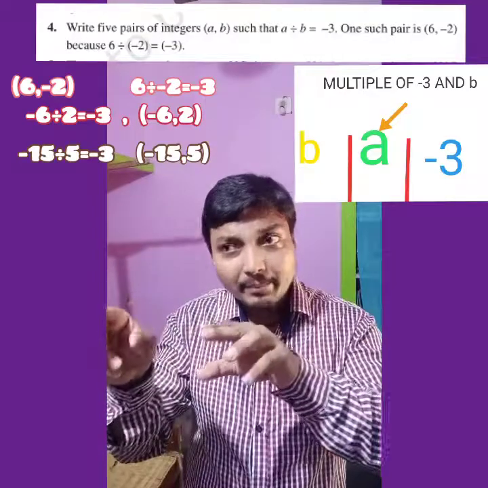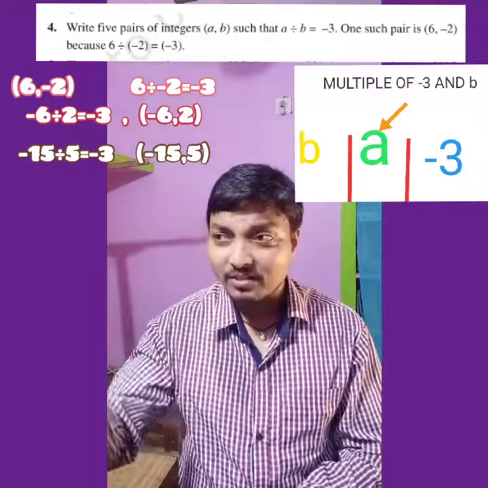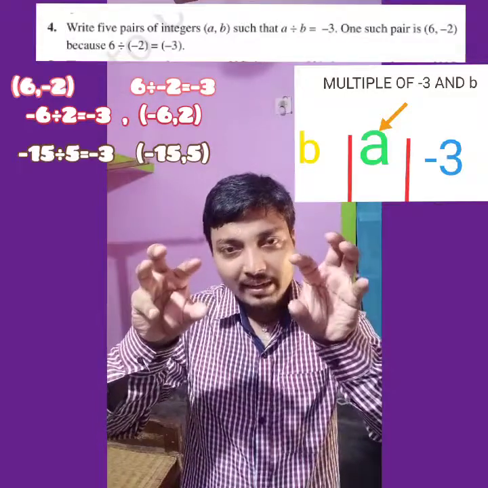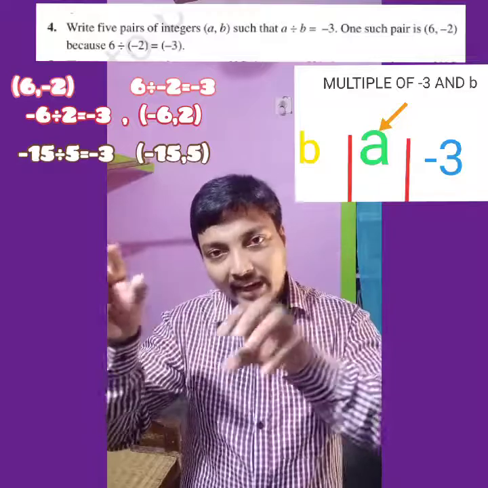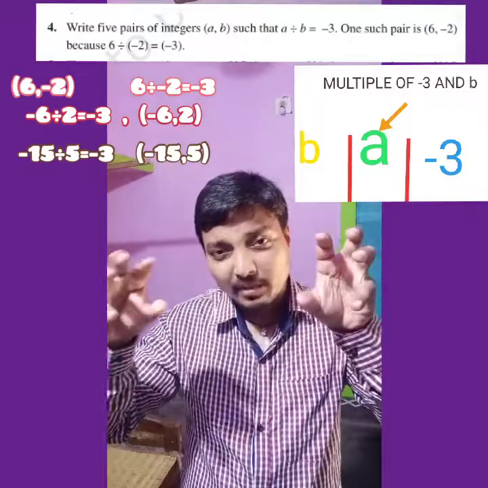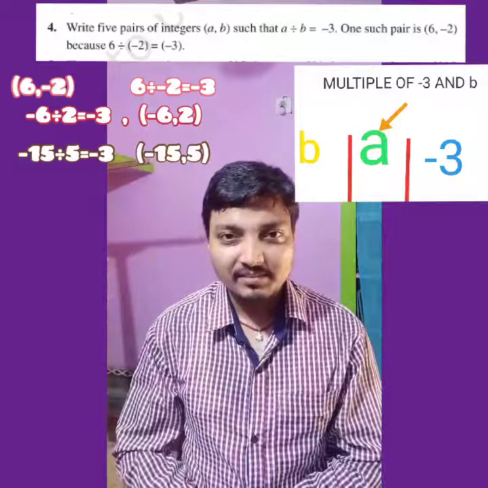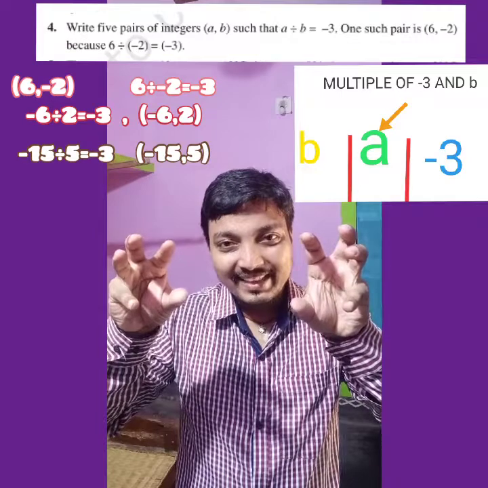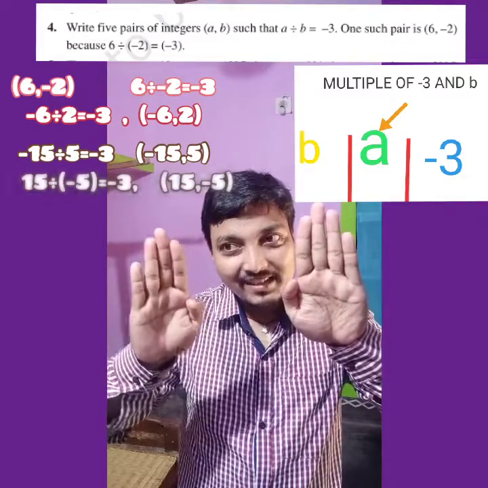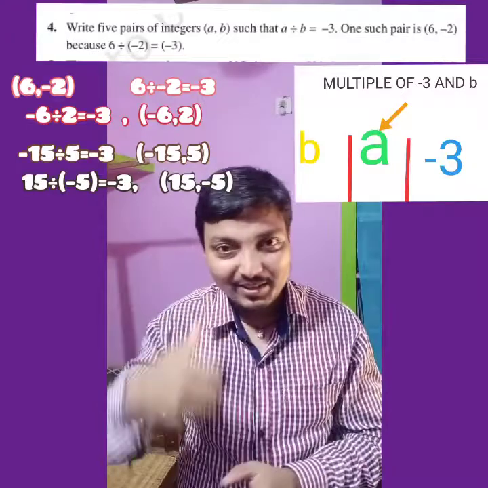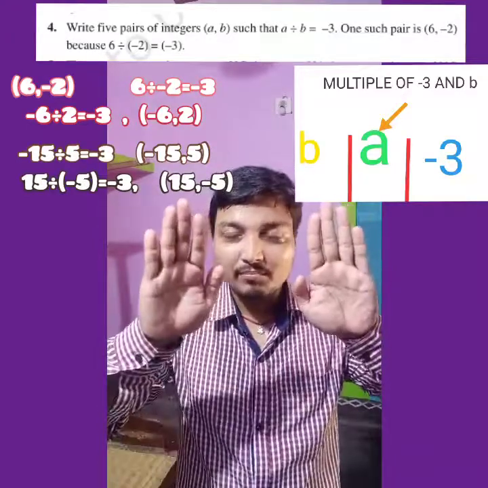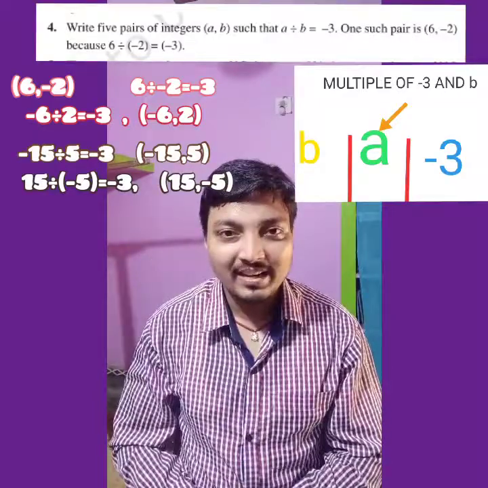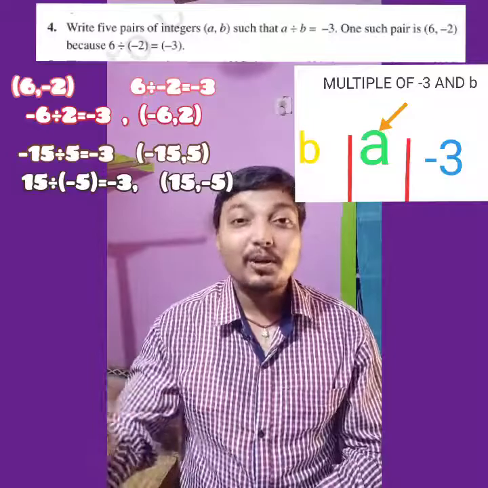So 15 divided by 5, but the quotient is given as negative. So from the two, one will be negative. So minus 15 and 5. Minus 15 divided by 5, the quotient will be minus 3. Another example is plus 15 and minus 5, the result will be minus 3. One of the two is negative, such that our result will be negative. Ready?